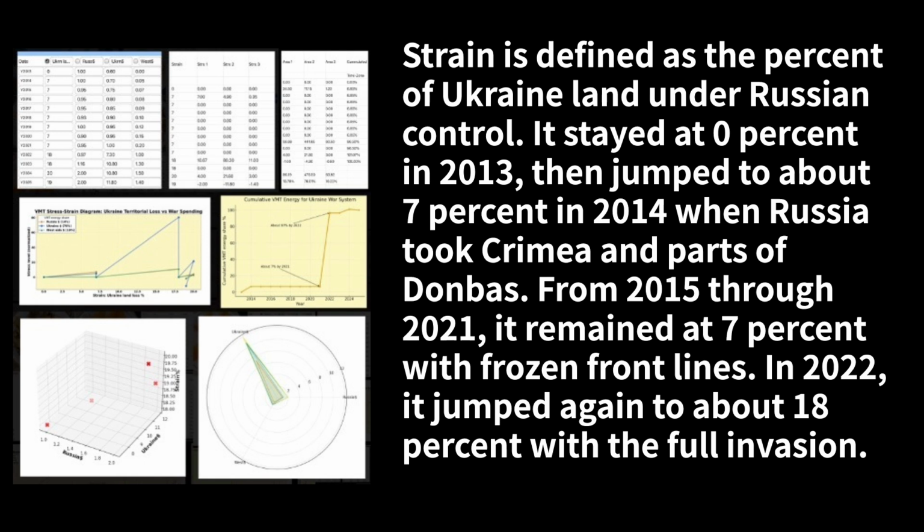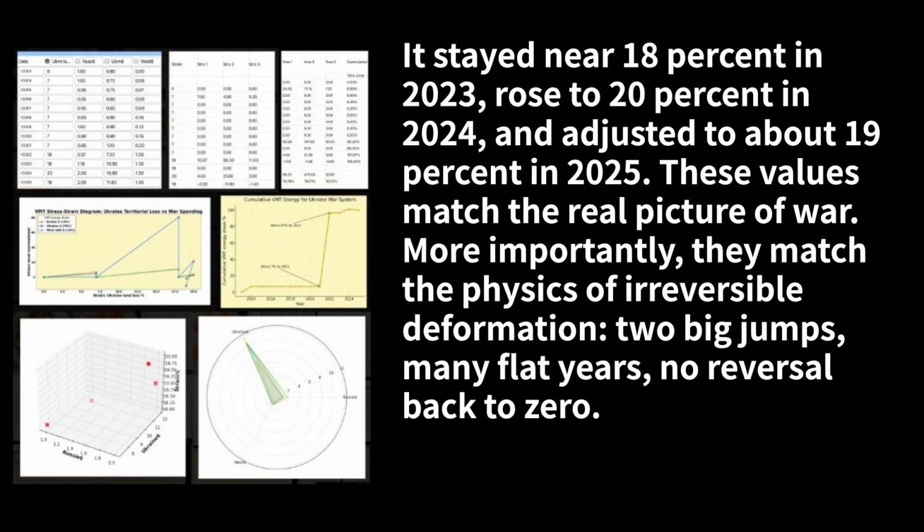It stayed at 0% in 2013, then jumped to about 7% in 2014 when Russia took Crimea and parts of Donbas. From 2015 through 2021, it remained at 7% with frozen front lines. In 2022, it jumped again to about 18% with the full invasion. It stayed near 18% in 2023, rose to 20% in 2024, and adjusted to about 19% in 2025. These values match the real picture of war. More importantly, they match the physics of irreversible deformation: 2 big jumps, many flat years, no reversal back to zero.